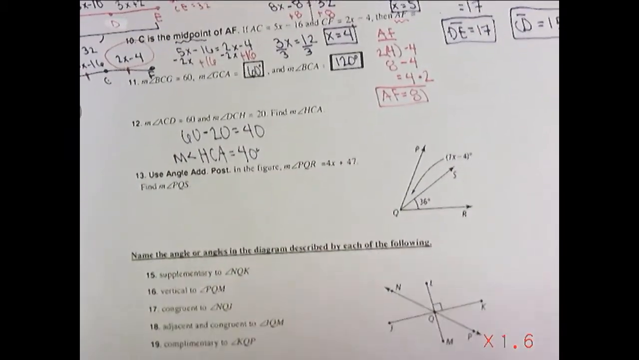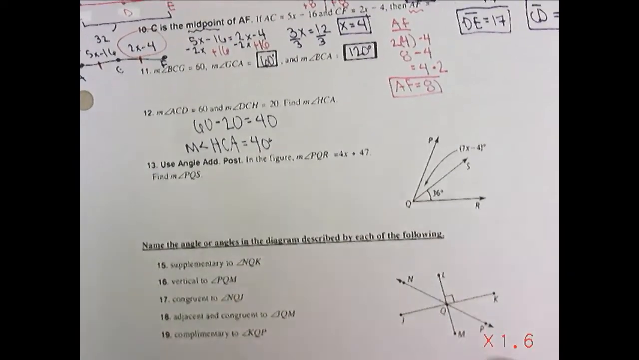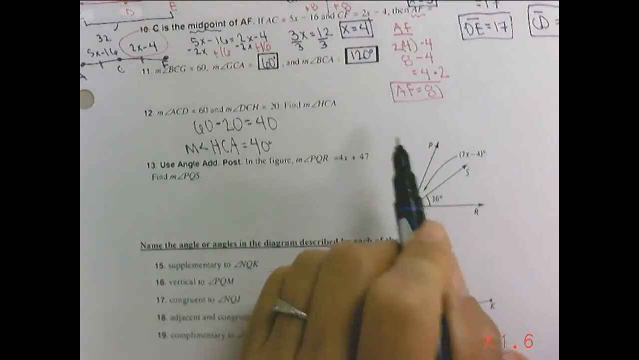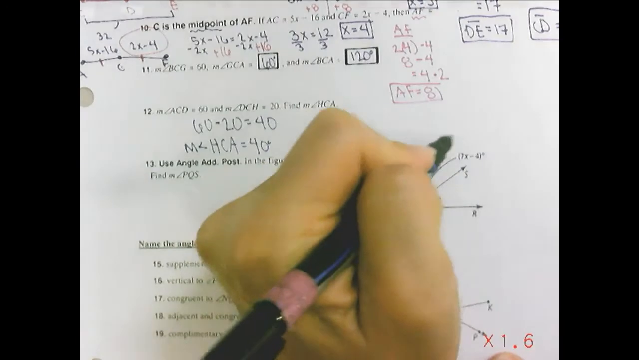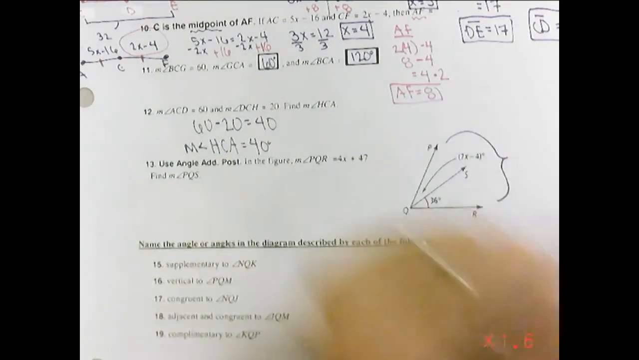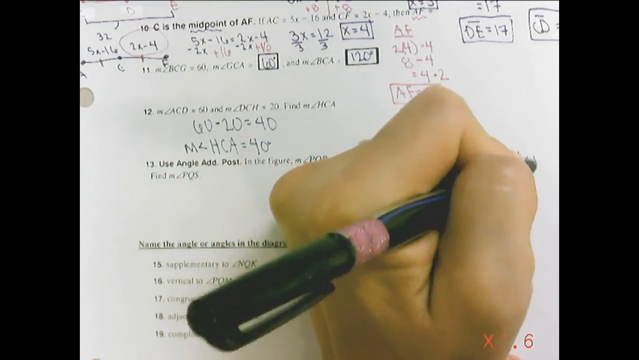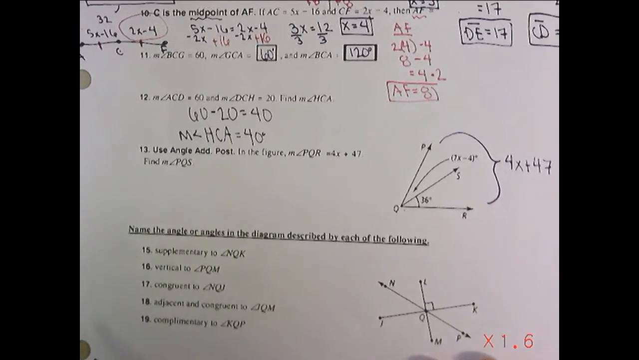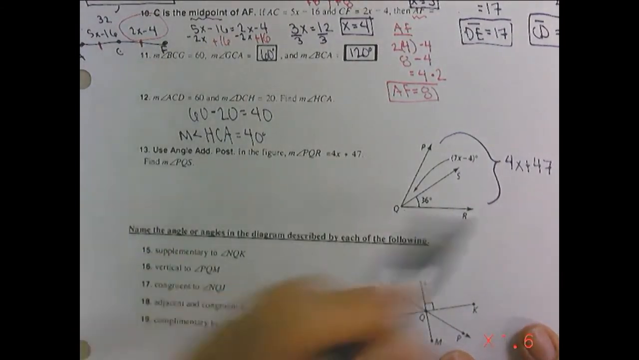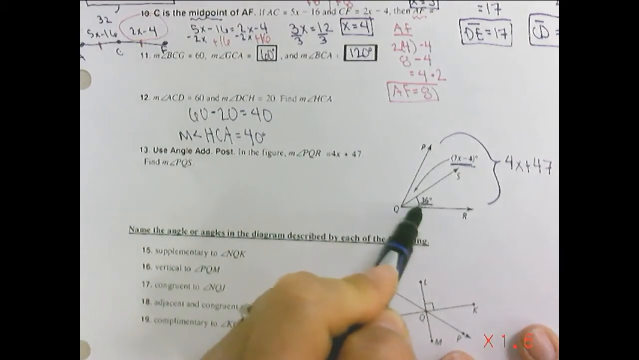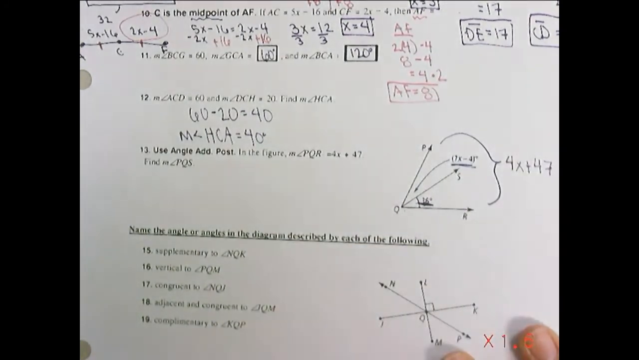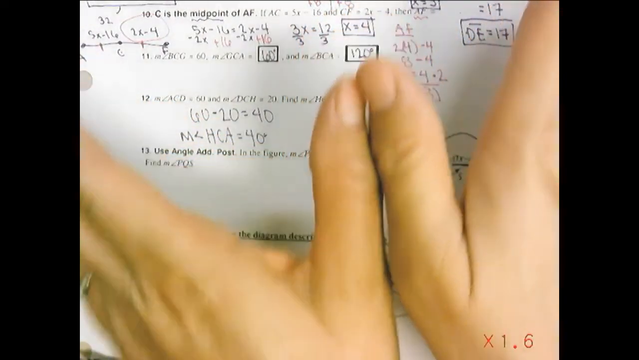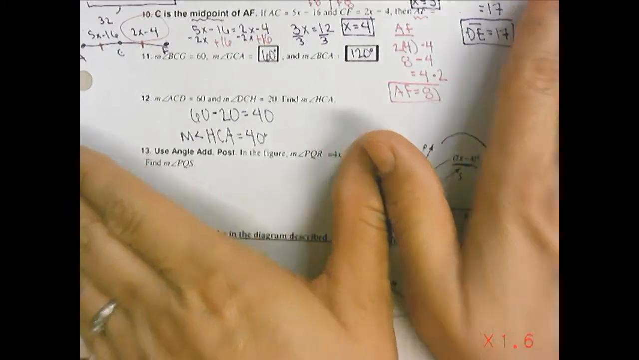All right, and we're going to move down to number 13. Over here in the figure, it says that the measure of PQR, which is the entire angle, equals 4x plus 47. It wants me to find PQS. Well, we're going to use the angle addition postulate, meaning we're going to take this angle and add this angle and set it equal to the whole angle. Remember, part of the angle plus the other part of the angle equals the whole angle.